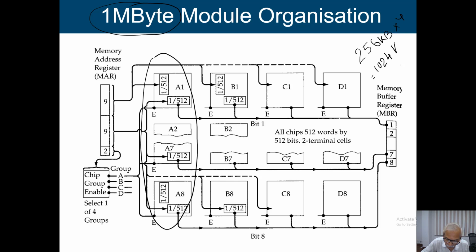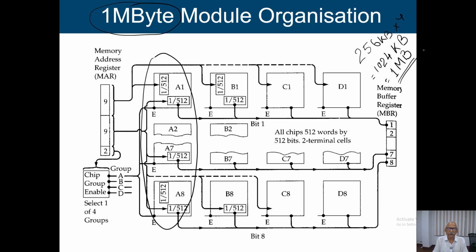1024 kilobyte. Again we know that 1024K is nothing but 1 mega. So ultimately it is going to have 1 megabyte. It is basically 1024 kilobyte. Again we know that 1024K is equal to 1 mega. So we say that the capacity of this particular memory module is 1 megabyte.